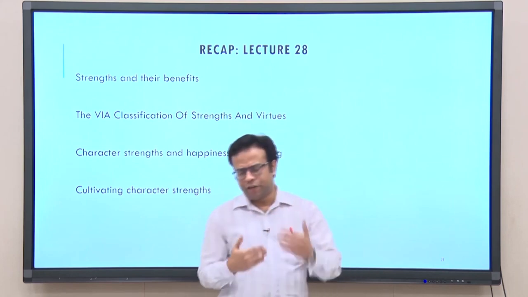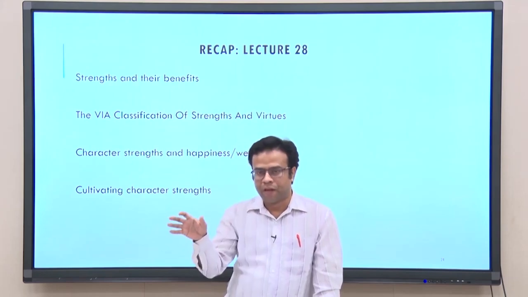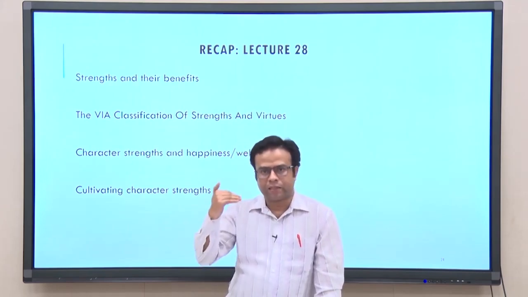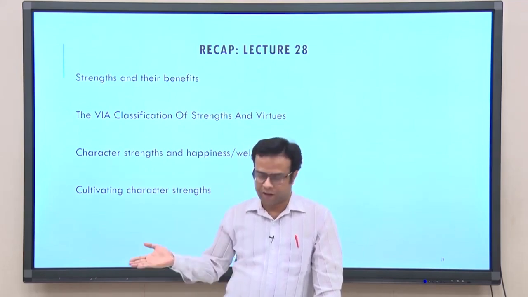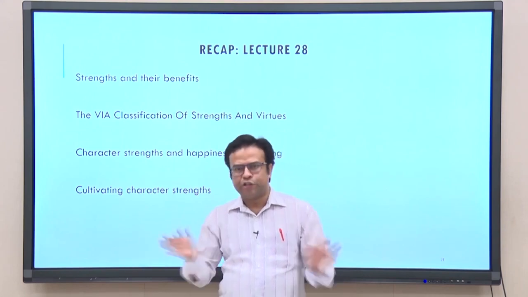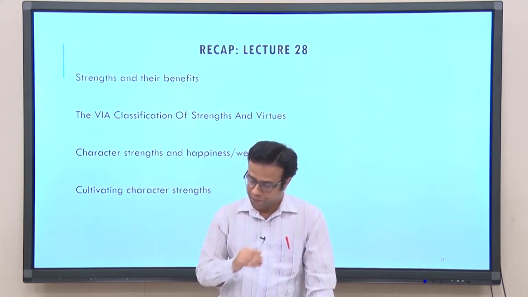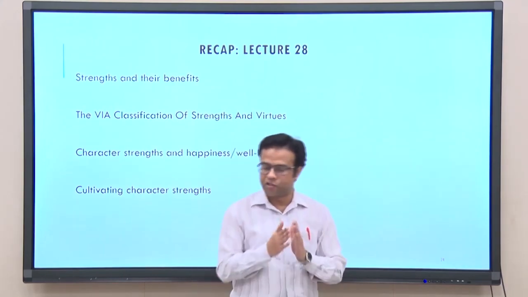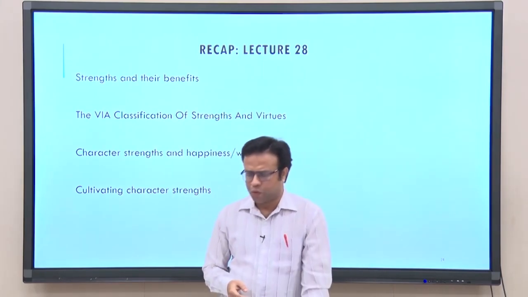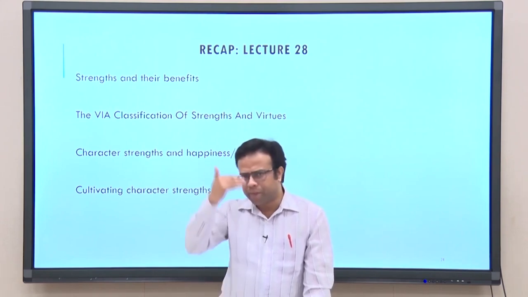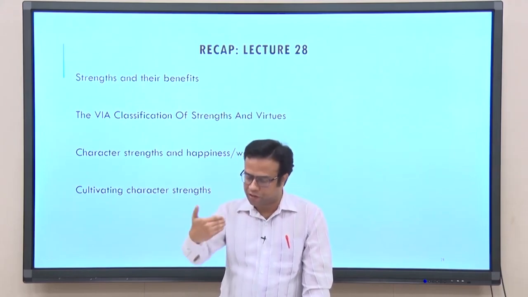The VIA classification included 6 broad virtues, and there are many character strengths under each of these 6 virtues; in total there are 24 character strengths. We have discussed all these things in detail. The 6 virtues include wisdom and knowledge, courage, humanity, justice, temperance and transcendence. Each of them has many specific character strengths associated with it.